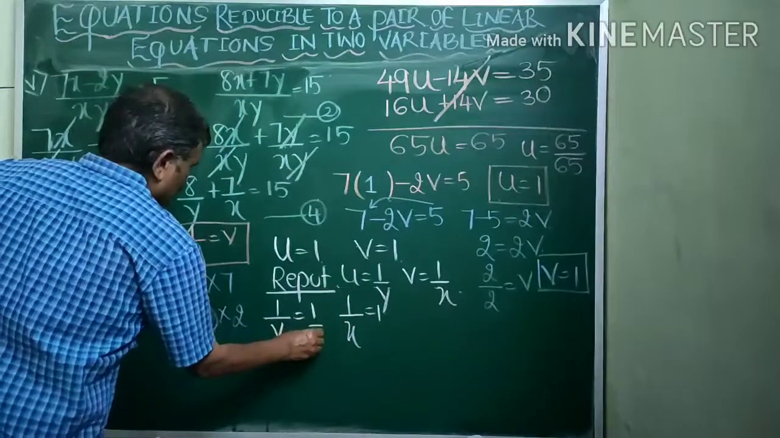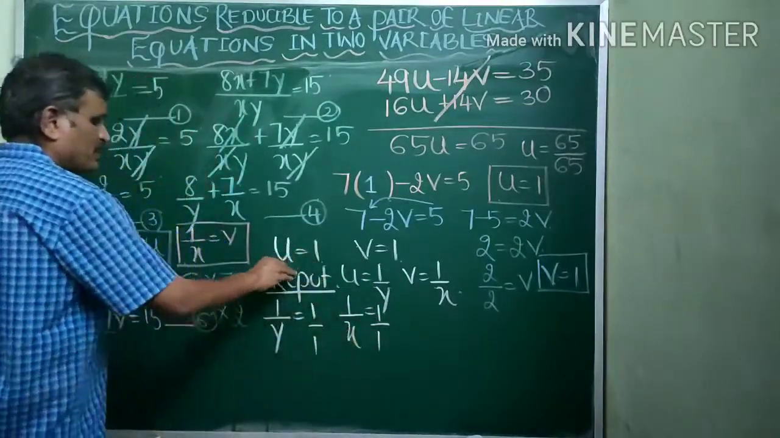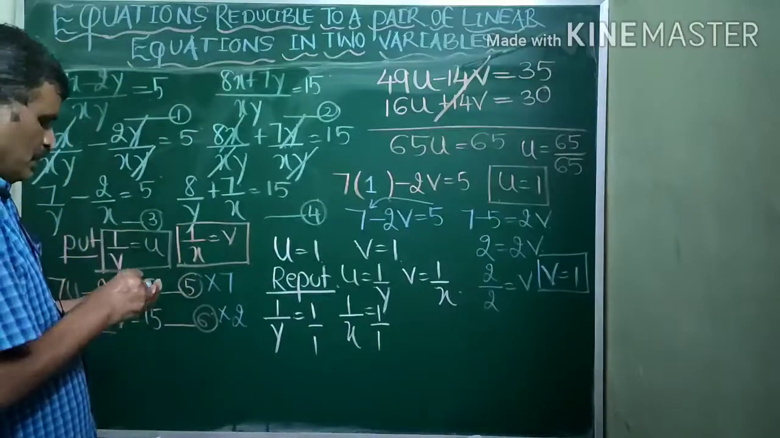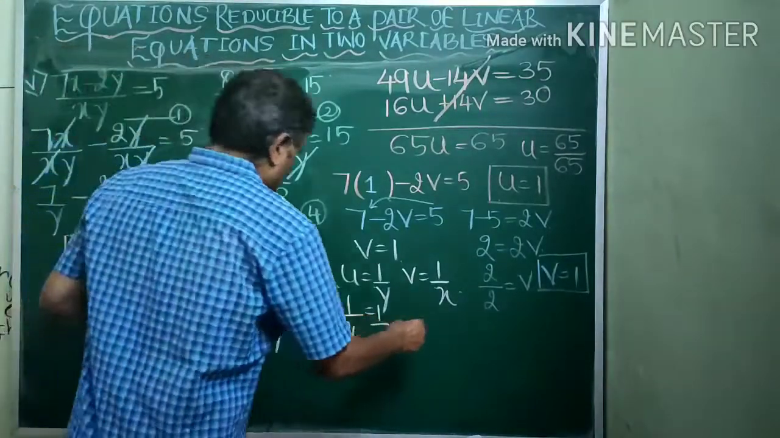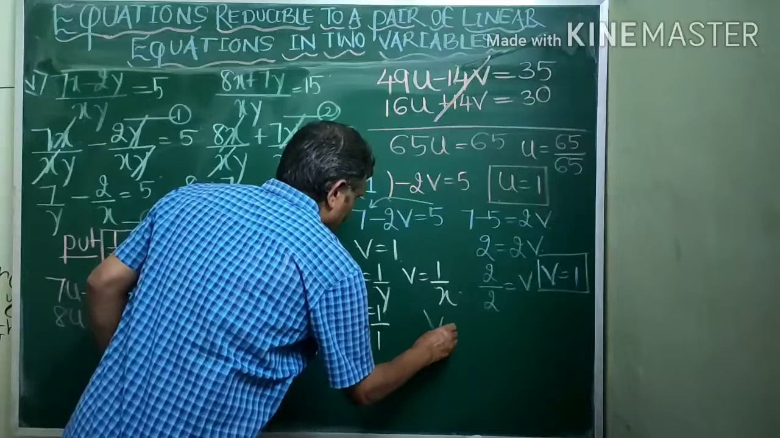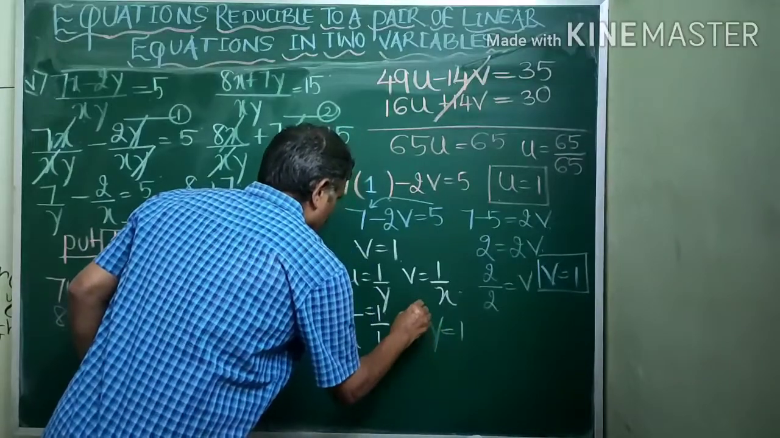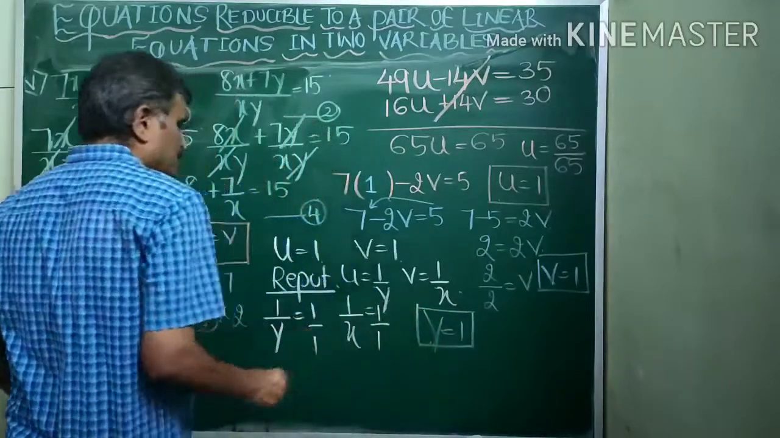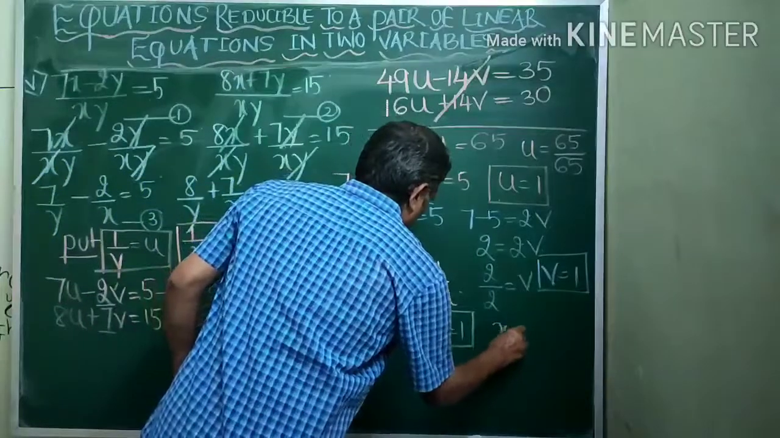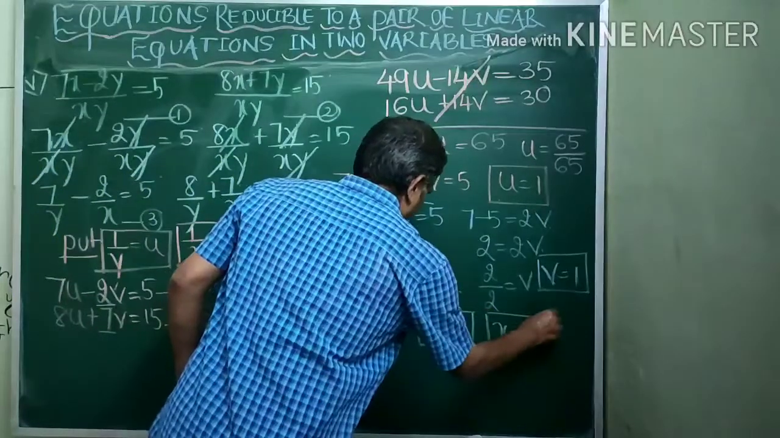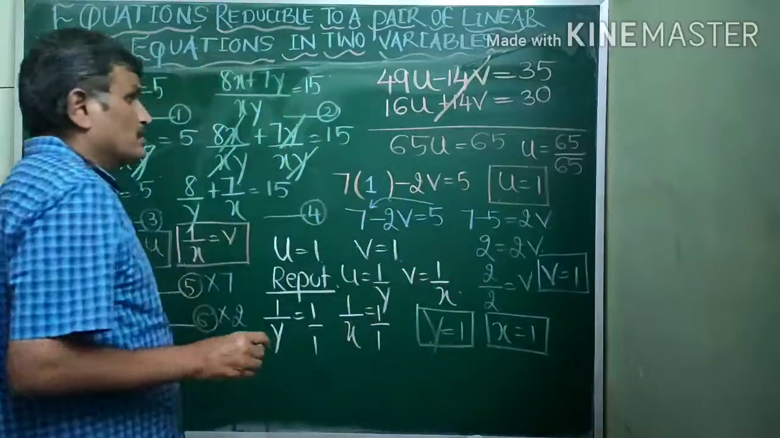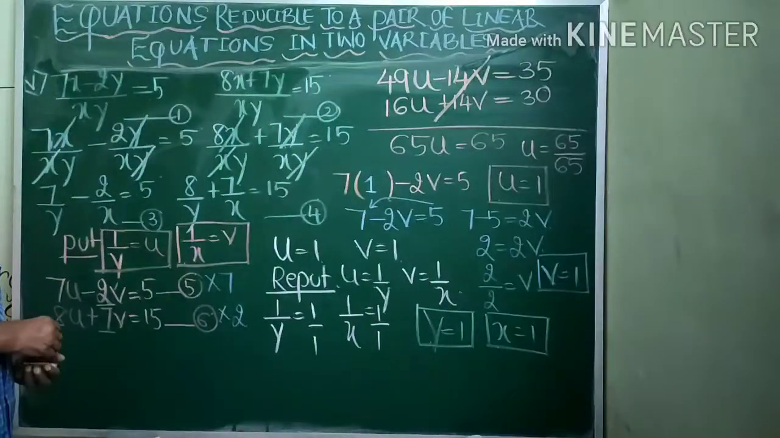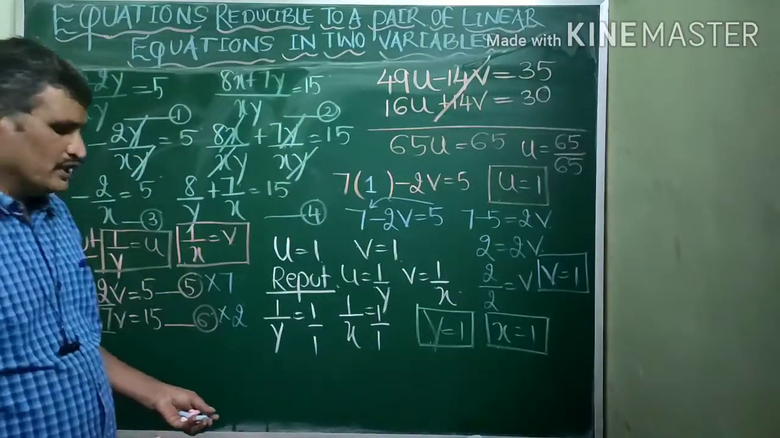And children, if I take the reciprocal of 1 by x and 1 by y, I am sure you can tell me that very easily. y is equal to 1 and x is equal to 1 are the two solutions for these pairs of linear equations in two variables.